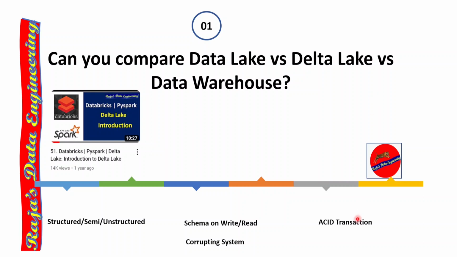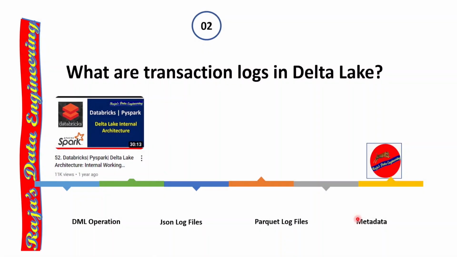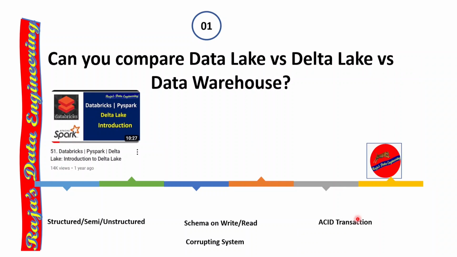And we can talk about ACID transactions as well. Data warehouse and delta lake both support ACID transactions, but data lake does not. These are the major points we need to cover for this question. And I have already posted one video about this, video number 51. To get more information, you can refer to that video.